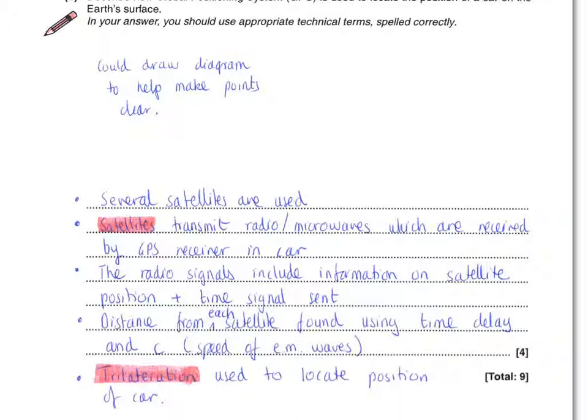So we use the time delay and the speed of light, and you would be saying distance equals speed times time. Finally, the information from different satellites is combined using a process called trilateration, and that will confirm the position of the vehicle.